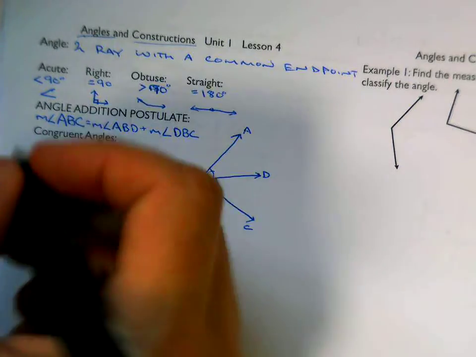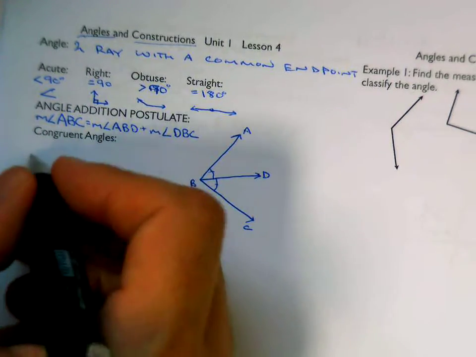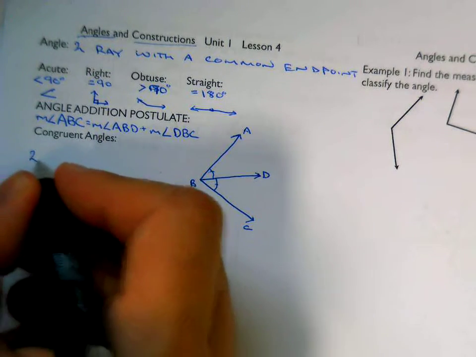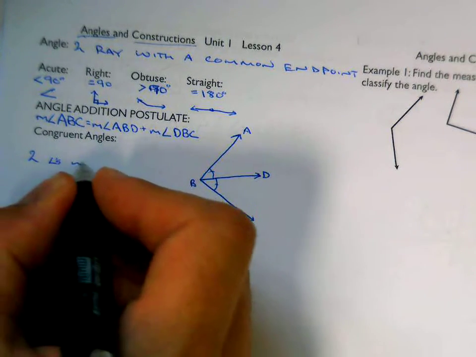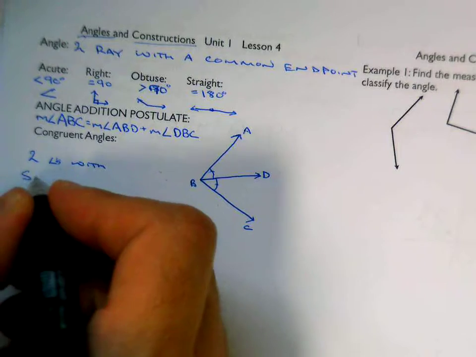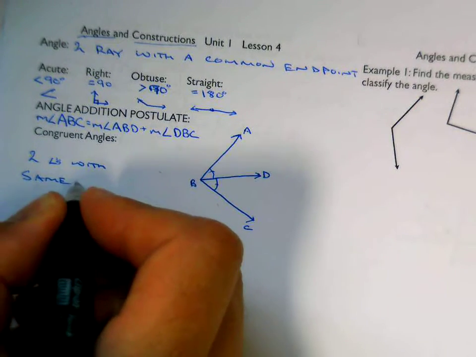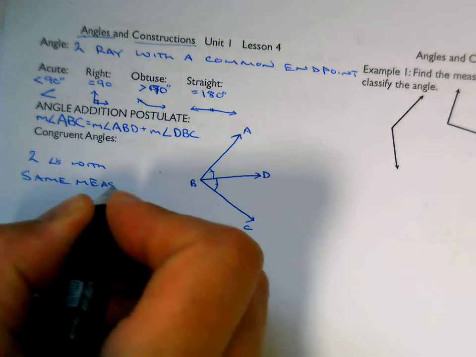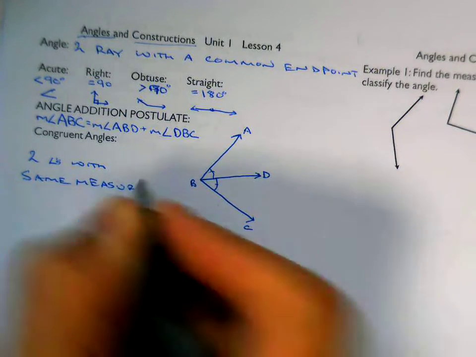And then, of course, congruent angles, just real quickly, we'll write that down. That means that they are two angles with the same measure. No problem there.